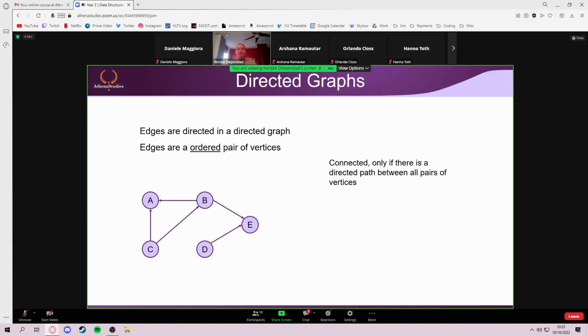For the connected part, there's also a slightly different definition. So it's connected only if there's a directed path between all vertices.